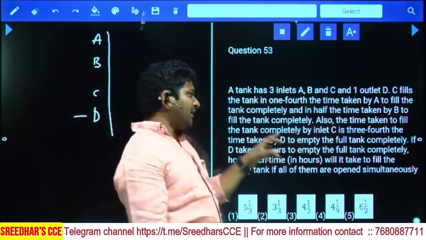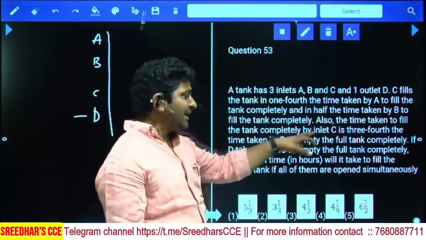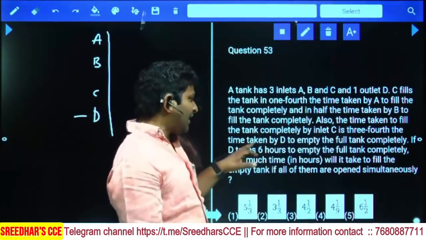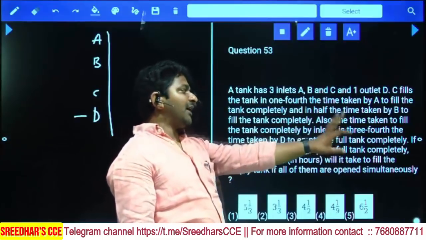And the time taken to fill the tank completely by inlet C is 3/4 the time taken by D to empty the full tank completely.